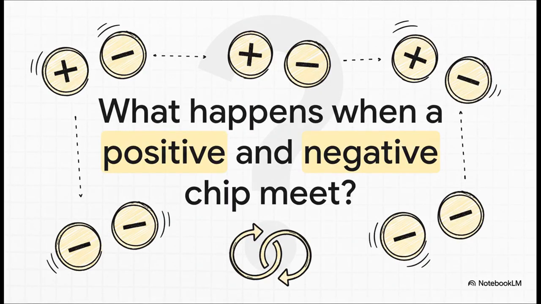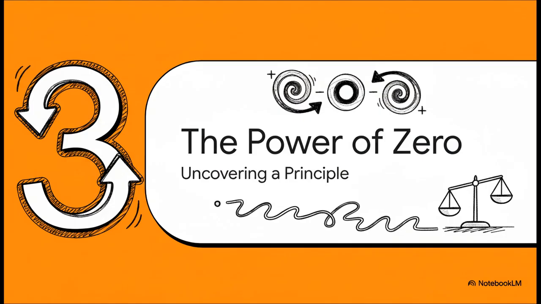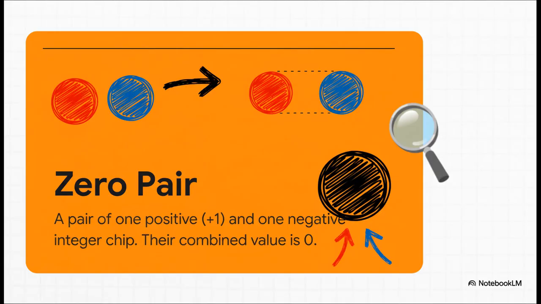Okay, so this brings us to the key question. We've got positive chips and negative chips, all sitting there together. What do you think is going to happen when we pair them up? Well, the answer to that question leads us right to the core idea of this whole thing, which is the incredible power of zero. See, when you take one positive chip and one negative chip and bring them together, they form what's called a zero pair. And the name kind of gives it all away, right?